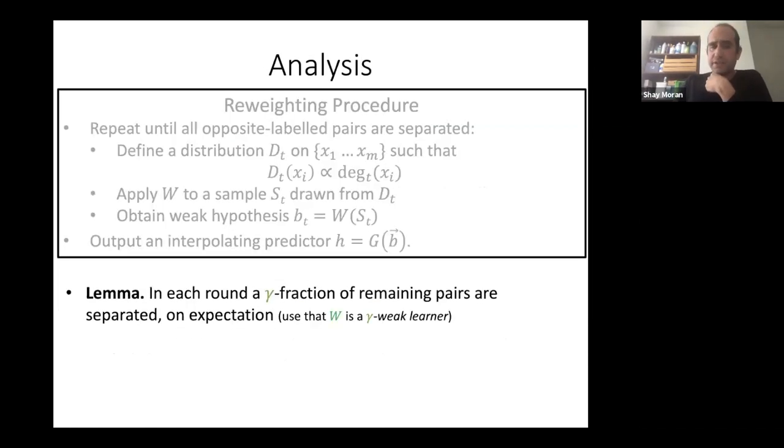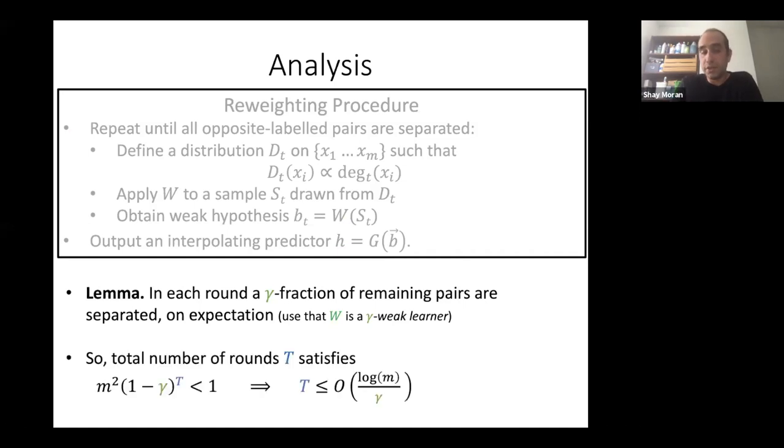The analysis is also pretty simple. I'm sure it may take 5 minutes to digest the definitions, but it's an exercise. The main lemma here is that in each round, a gamma fraction of the remaining pairs are separated in expectation. Because W is a weak learner and because of the way we define the distribution, in each round a gamma fraction of the remaining pairs are separated.